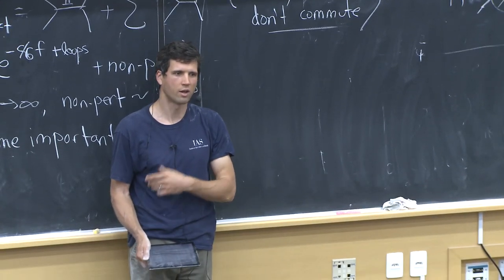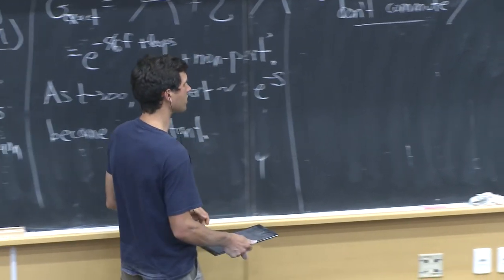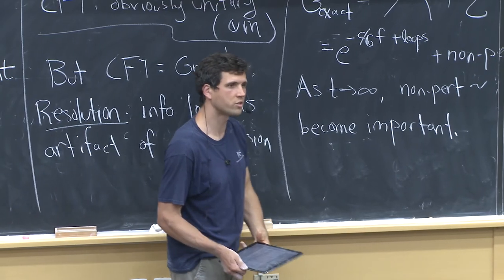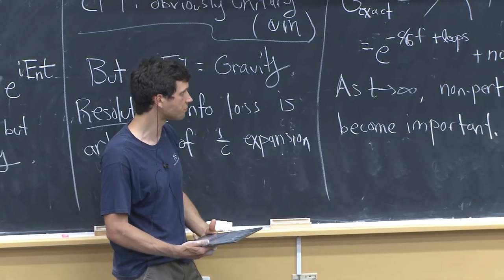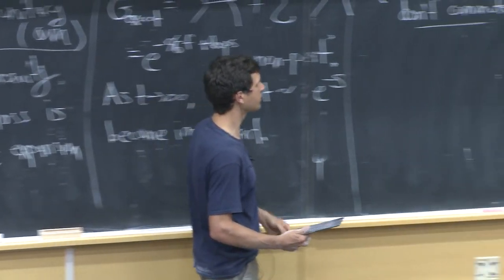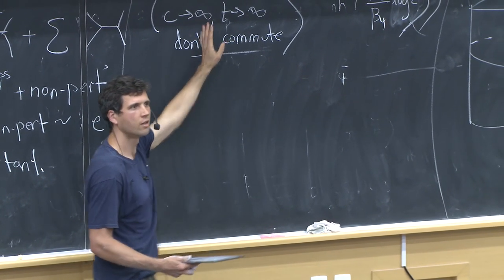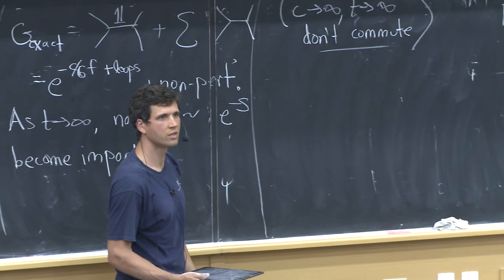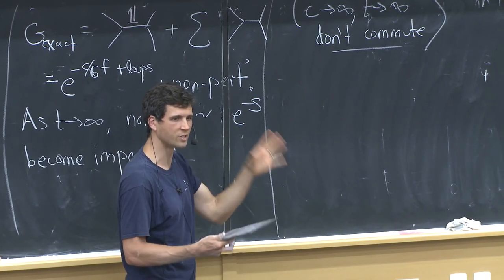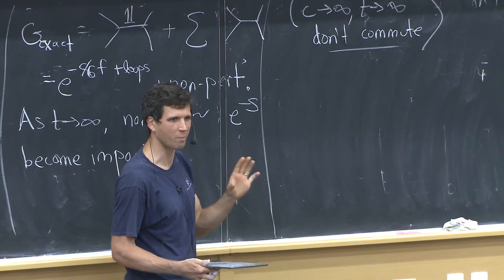Now, I don't think we, at this point, understand the subleading terms. I don't think we understand how to get the information back. But at least we understand in a very explicit way with clear calculations exactly what has been done to make information apparently lost.